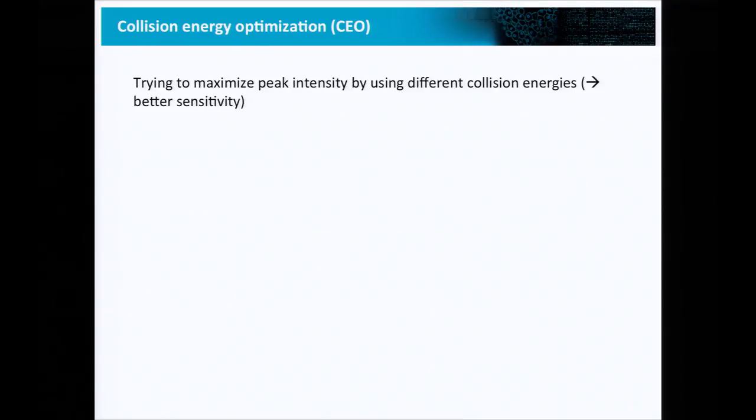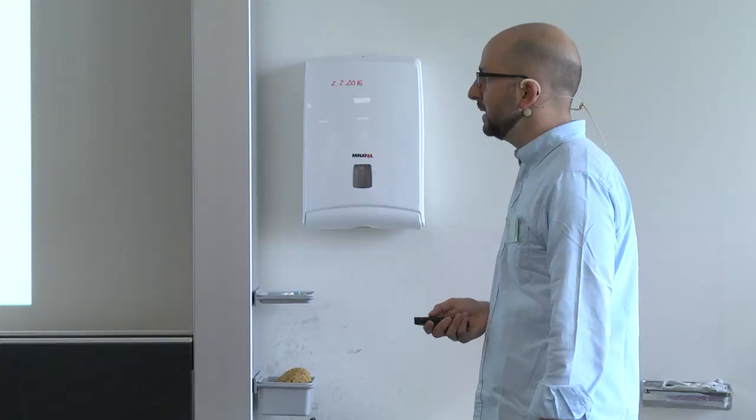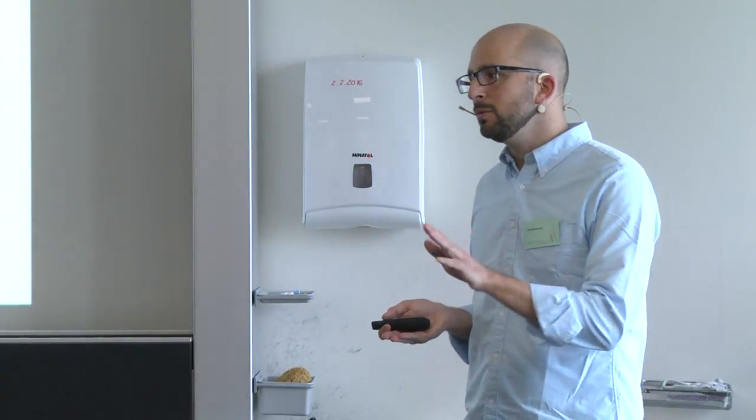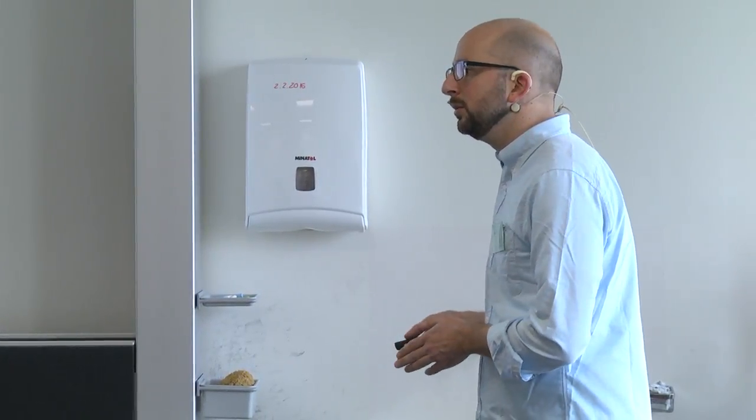You can also try and optimize this. This has been more popular in the past, where the idea was to try and maximize the peak intensity in order to gain basically more sensitivity, and this is done by trying different collision energies and seeing which one gives us the best sensitivity. There is a tutorial on this which we are not going to do, but you have it on your drives, in which you use Skyline in order to do this procedure.